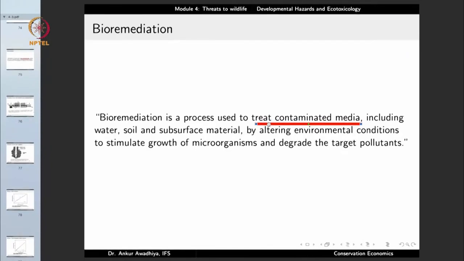So it is a process used to treat contaminated media, including water, soil, and subsurface material, by altering environmental conditions. Now, in this case, altering environmental condition is introduction of the nutrients so that the microorganisms are able to grow. So you alter environmental conditions to stimulate the growth of microorganisms and degrade the target pollutants.